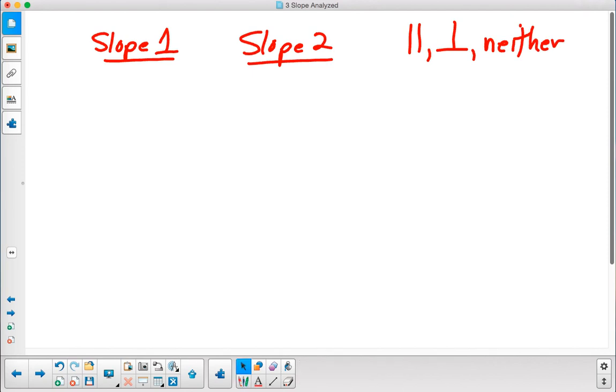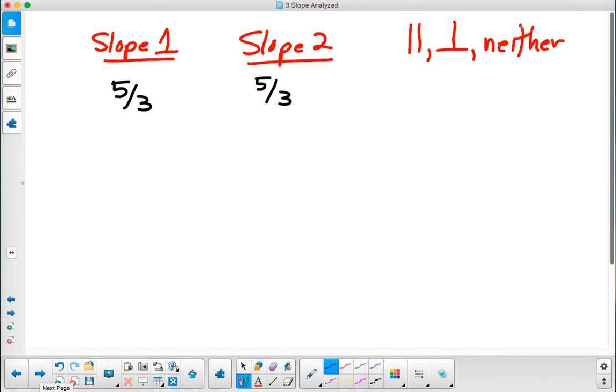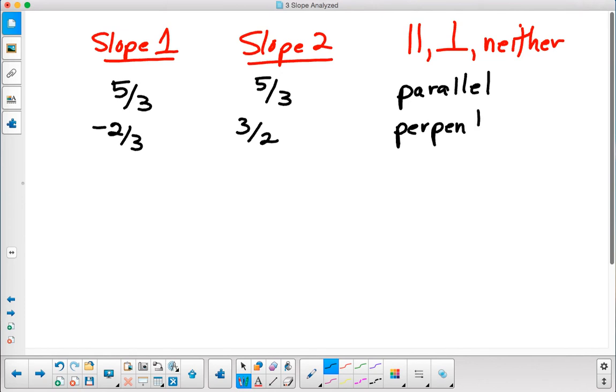So for instance, if a line has a slope of 5/3 and the second line has a slope of 5/3, those are parallel lines. They have the very same slope. They'd be slanted the same amount. If we have a line with a slope of -2/3 and one with a +3/2, notice those are reciprocals. They would multiply to be -1. That indicates perpendicular lines.